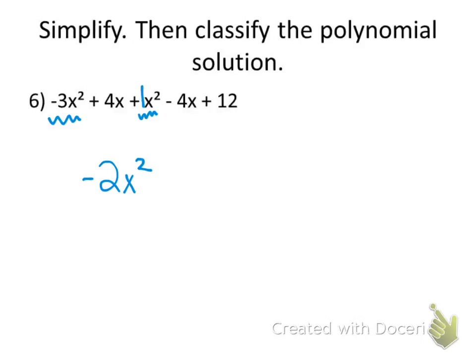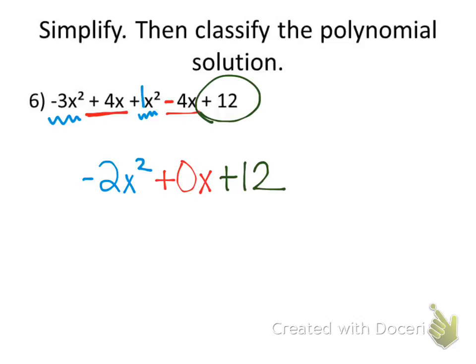Now we'll focus on the x's. So what goes with 4x? Negative 4x or minus 4x. Good. What is 4x minus 4x? 0. So you could put plus 0x. And then what do I still have on the end? Plus 12. There's no terms that are going to combine with that.